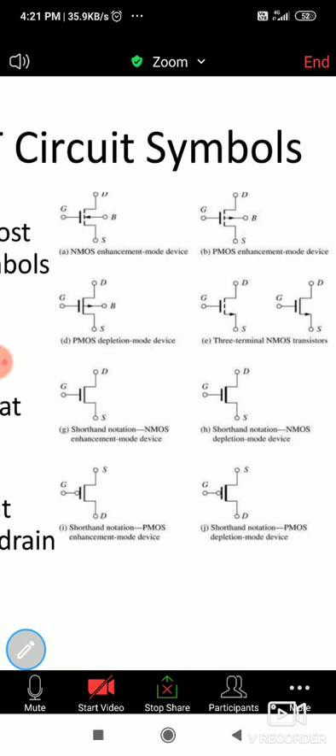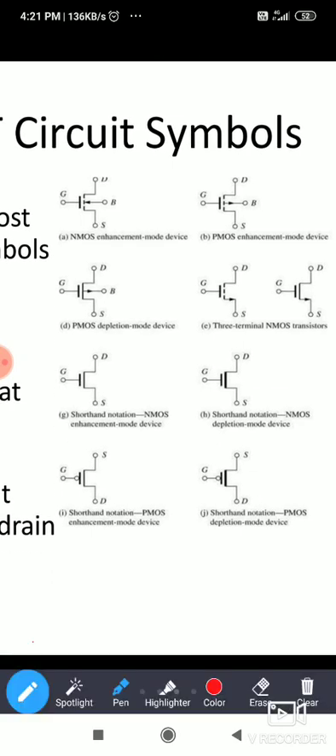Here, if you see clearly, different textbooks show different notations. If we see the first one, this is the NMOS enhancement mode device. Here showing four terminals. Enhancement mode NMOS, here PMOS. In enhancement mode, just dotted lines are there. That indicates the enhancement mode. Here, inward direction shows the NMOS, outward direction shows the PMOS.